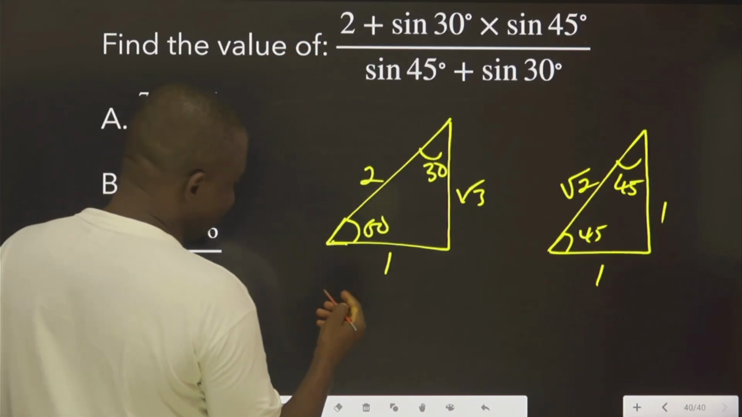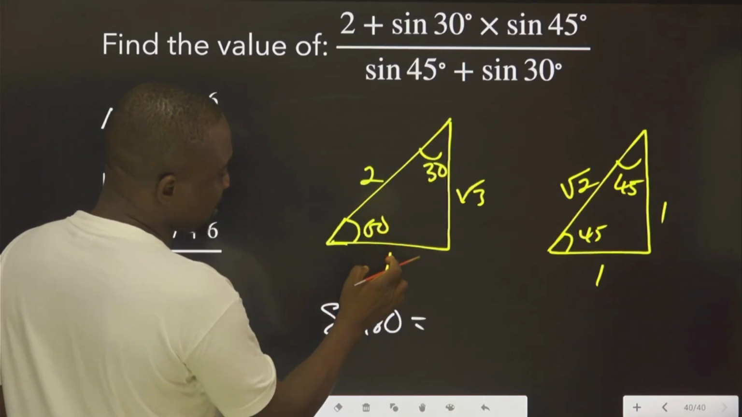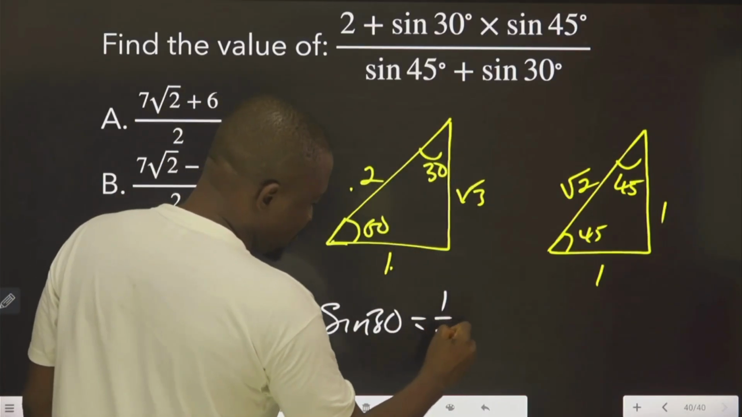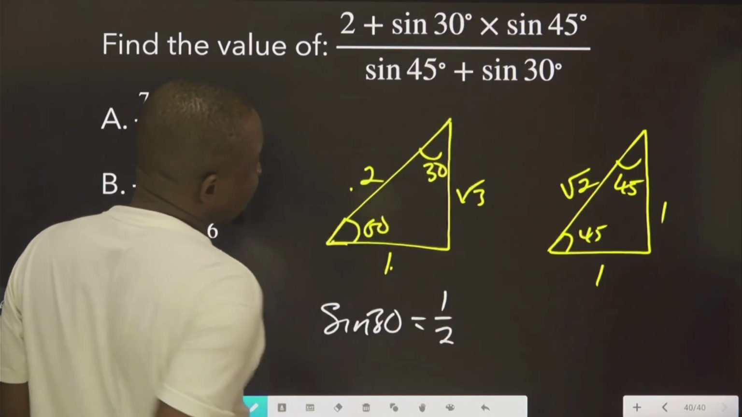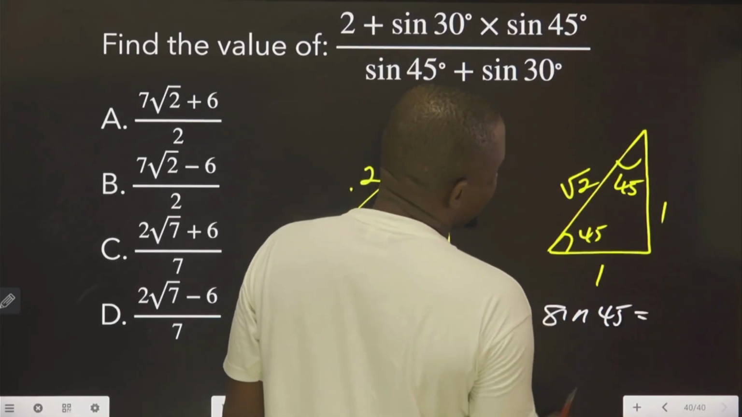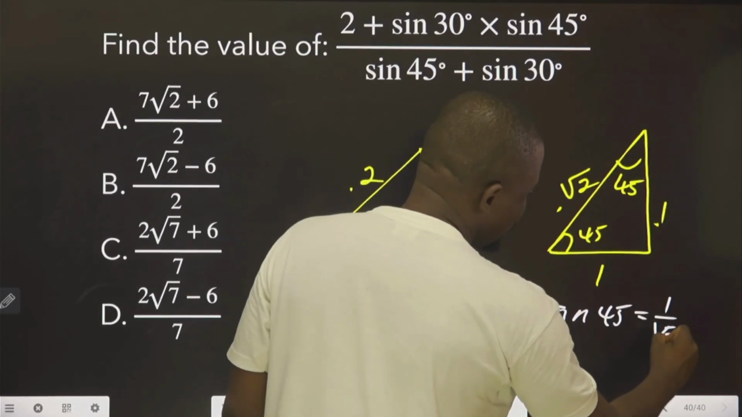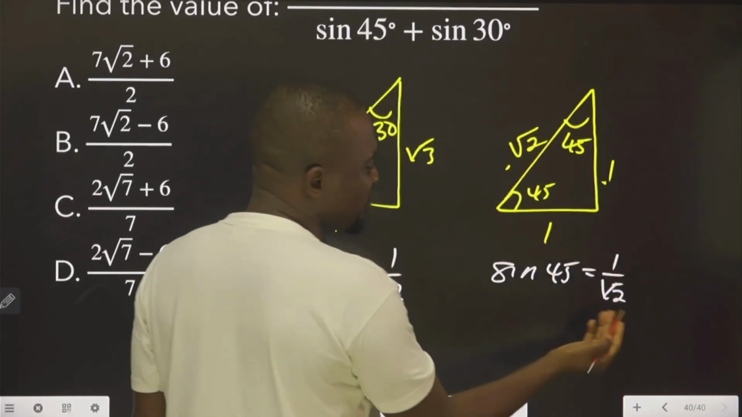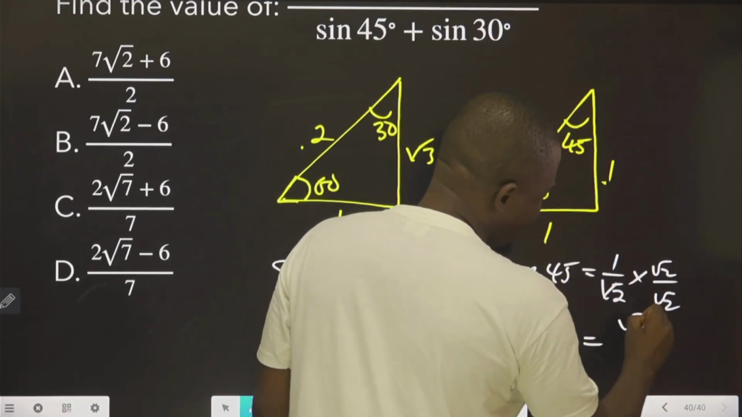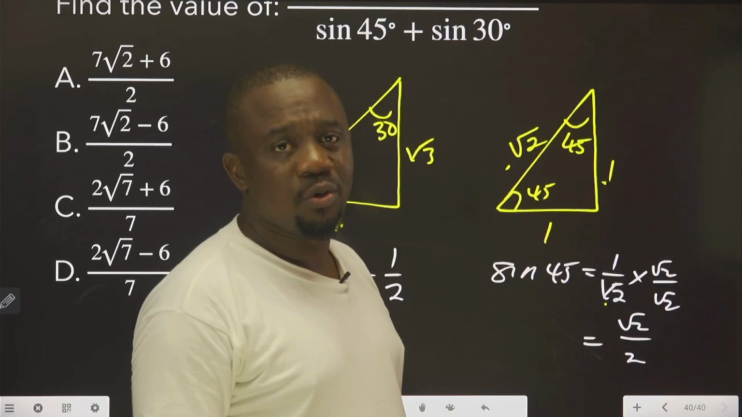What is sine 30 here? Sine 30, so you can see it's opposite over hypotenuse, 1 over 2. Sine 45 here, opposite over hypotenuse, which is 1 over square root of 2. If you rationalize the denominator, you agree with me, just multiply by square root of 2 over square root of 2. Square root of 2 multiplied by square root of 2 is square root of 4, which is 2.